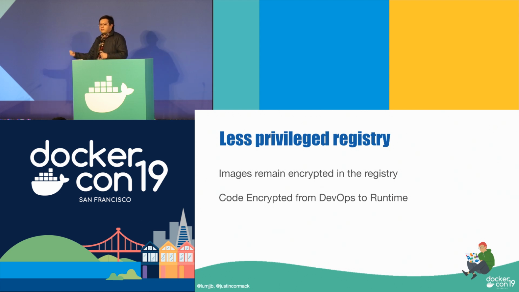So what does this mean? Obviously, the first thing is if I compromise the registry, I can't get the code that's in the registry. What this also provides is the assurance that my image is encrypted all the way from the DevOps pipeline to the runtime in my cluster.